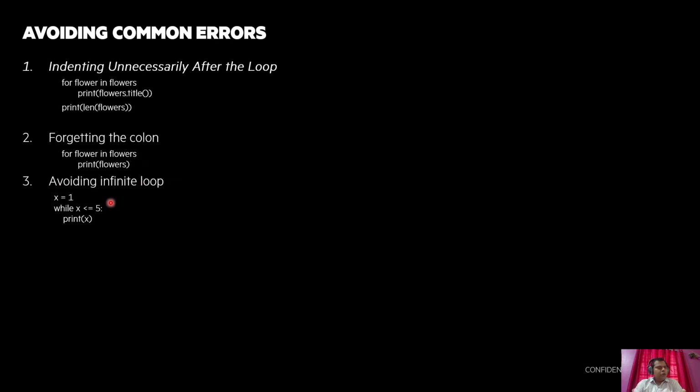Avoiding the infinite loop. A while loop needs to be terminated, and to terminate, we either have to increment, decrement, or do some operation which is going to make the condition false at some point of time. In this example, this program is just going to run until the memory is full, because x equal to 1, less than or equal to 5, yes, it is true, and printed. So it is going to print 1 an infinite number of times.